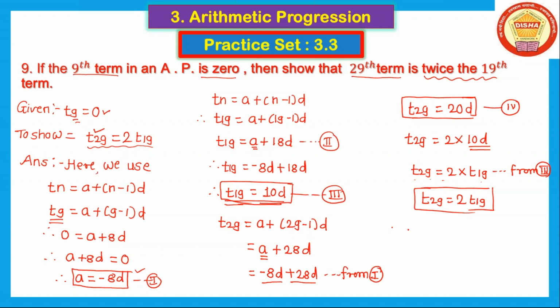So below that we write here, therefore 29th term is twice the 19th term.